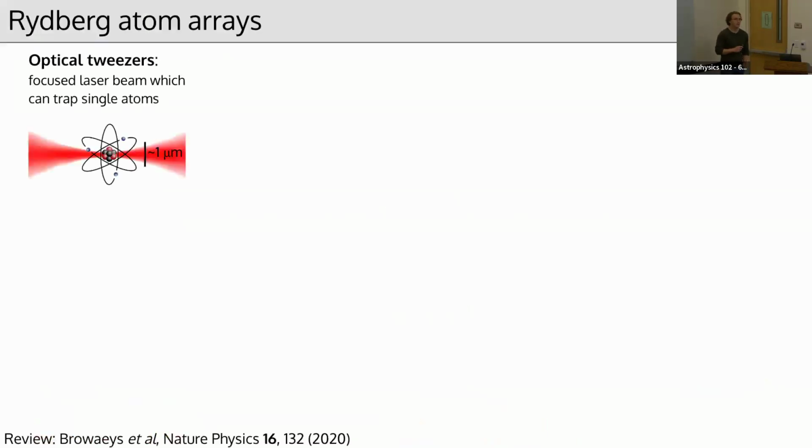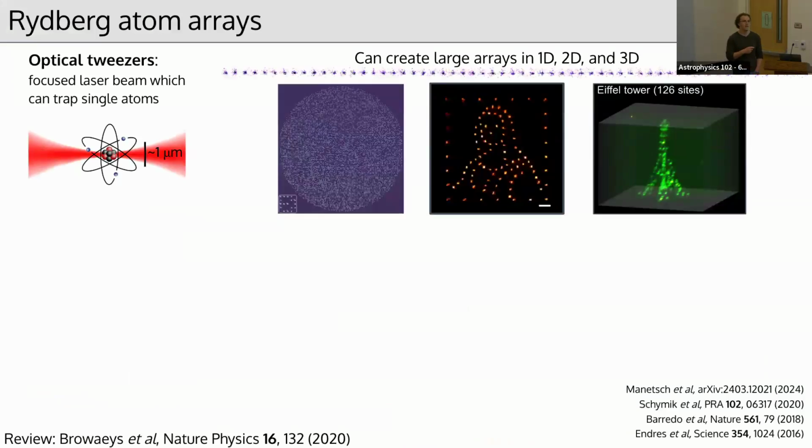I am an experimentalist, so I do quickly want to give an overview of the experimental platform I'll be talking about today, which are systems of optical tweezers, which are tightly focused laser beams to trap a single atom. You can then bring many of these laser beams together and create large-scale arrays in 1 dimension, 2 dimensions, or even 3 dimensions.